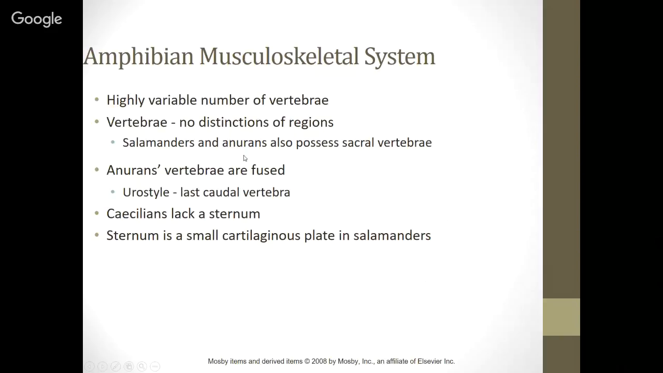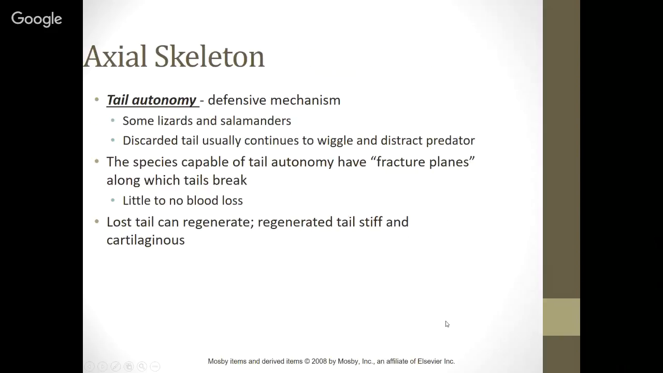Their musculoskeletal system: the amphibians have a highly variable number of vertebrae depending on species. The vertebrae have no distinct regions. Salamanders and anurans also possess sacral vertebrae. Anuran vertebrae are fused, so that's part of the reason they hop. The urostyle is the last caudal vertebra. Caecilians lack a sternum, and the sternum is a small cartilaginous plate in salamanders.